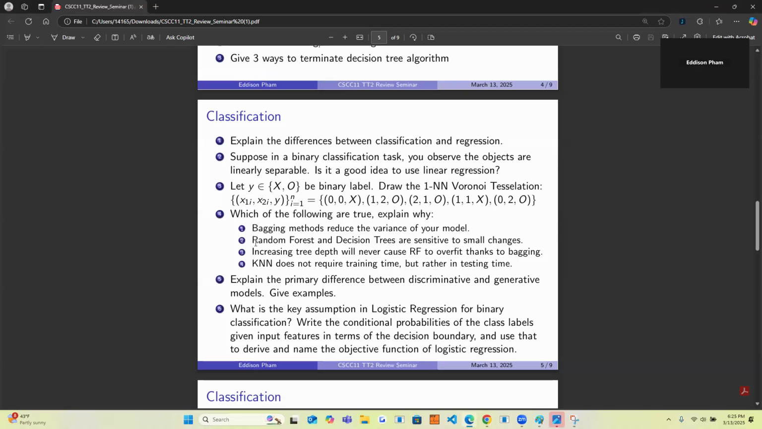Anyways, the next one: random forests and decision trees are sensitive to small changes. True or false?